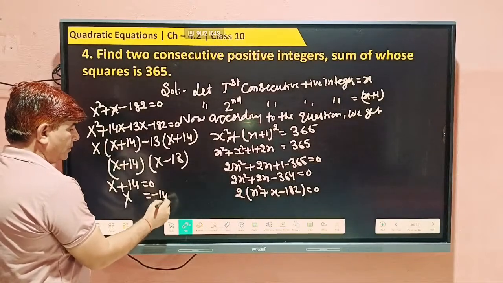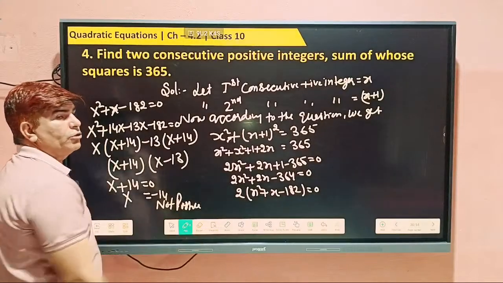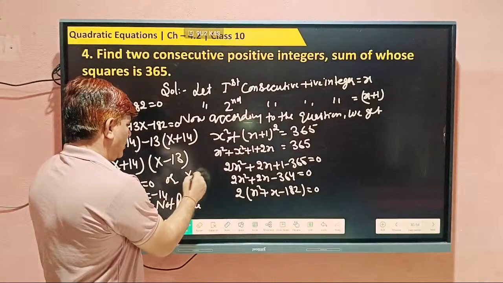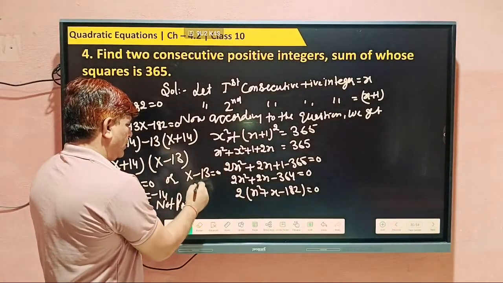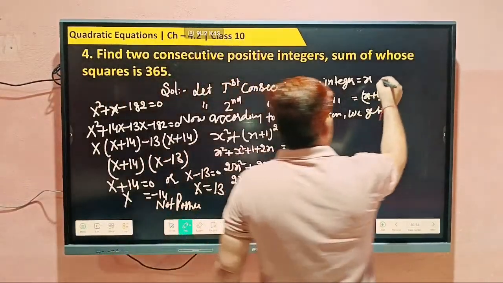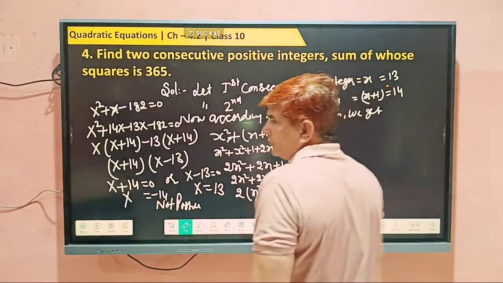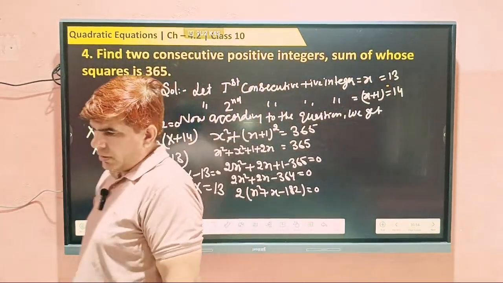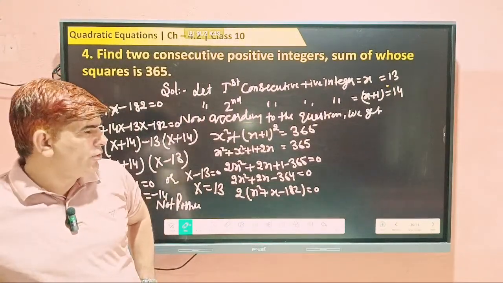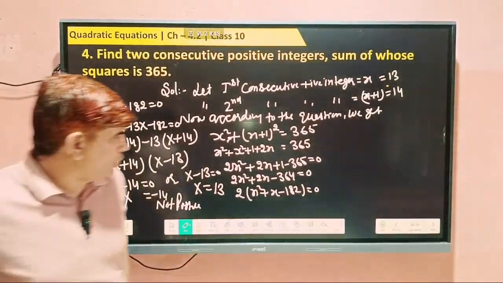Not possible. Why not possible? Because that one is a positive integer. Minus 14 is not a positive integer. Or x minus 13 equal to 0, so x is equal to 13. So x is equal to 13 and the other is equal to 14. So in this way you can solve. In this part you have to prepare a mathematical equation and you have to solve by using splitting the middle term. This is the fourth question.